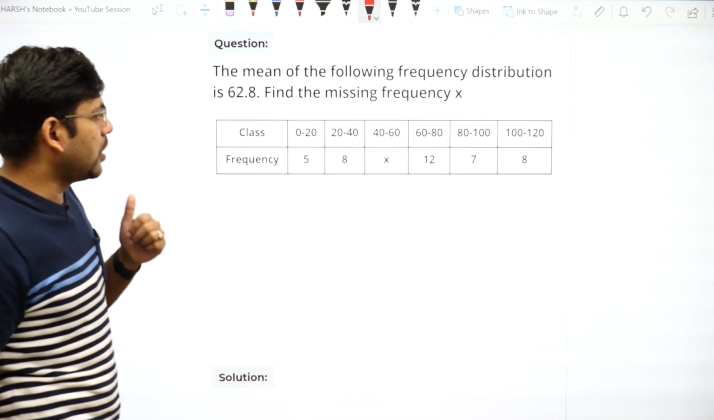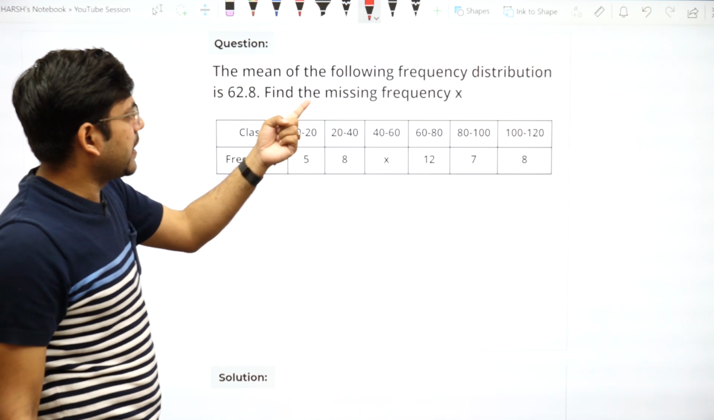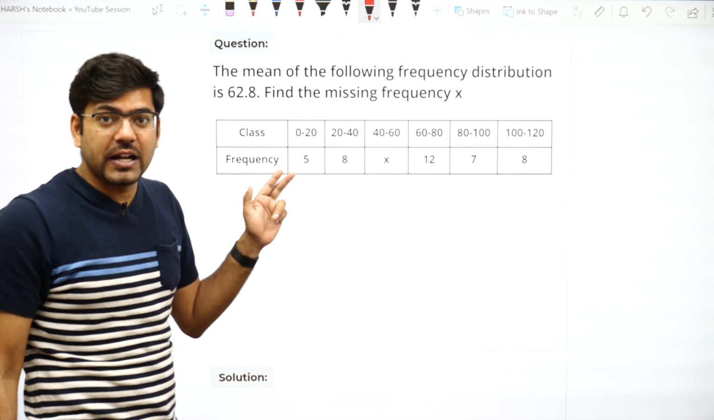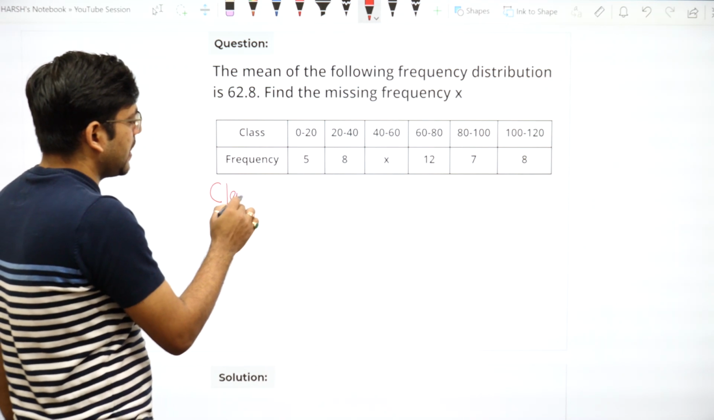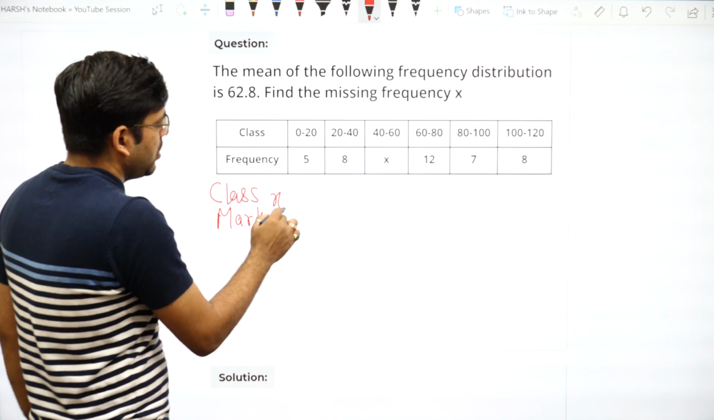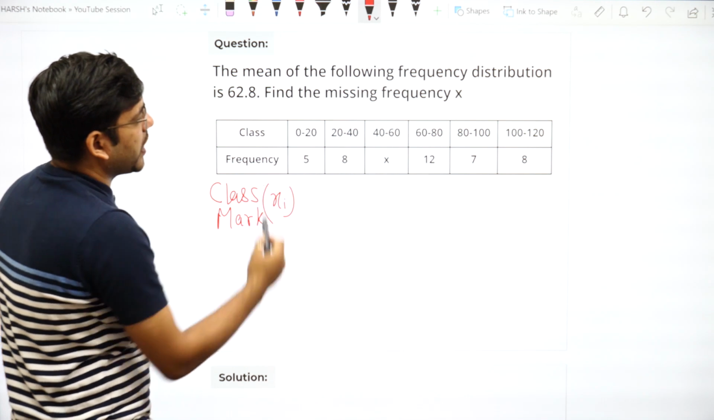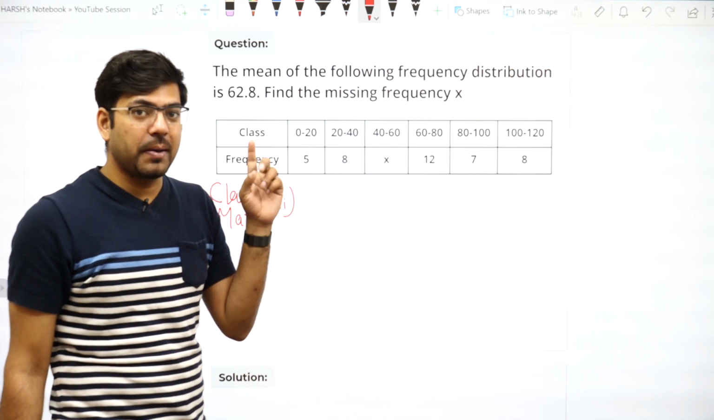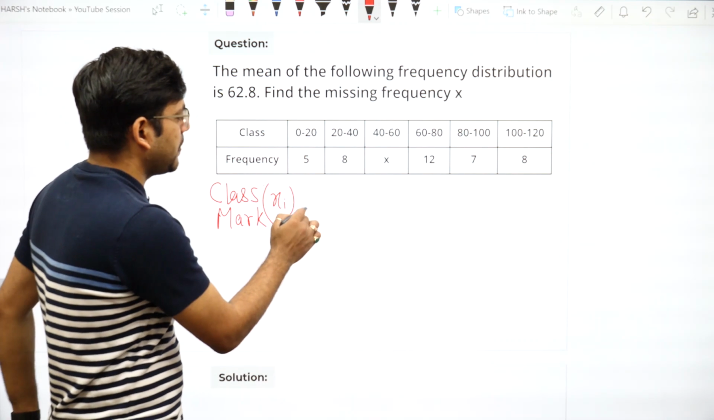Now, how to solve this? Again, mean is given. So this time, let me write down the class mark. Class mark xi would be easier here, because for 0 to 20, 0 plus 20 divided by 2, the middle value between 0 and 20, would be 10.